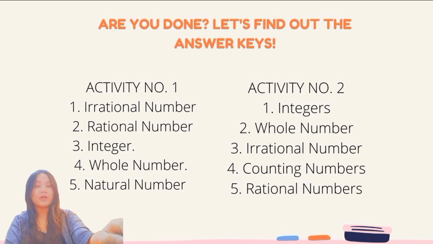Integers are a subset of real numbers that can be positive, negative, or 0. Number 2, we have the whole numbers. Counting numbers and 0 are called whole numbers. Number 3 is irrational numbers. The set of irrational numbers are numbers that cannot be expressed as a fraction. Number 4, we have the counting numbers or the natural numbers. Natural numbers are also called counting numbers. Number 5, we have the rational numbers. The subset of rational numbers includes integers, whole numbers, and counting numbers.